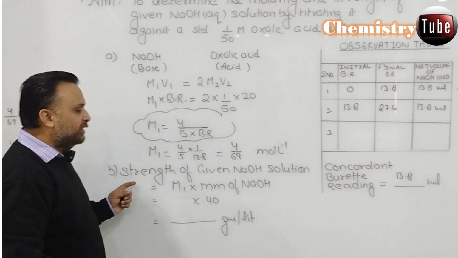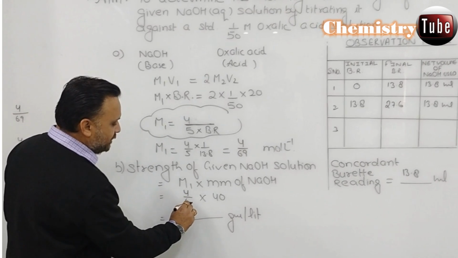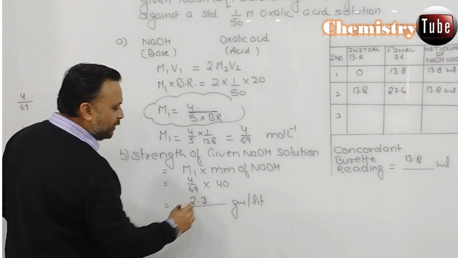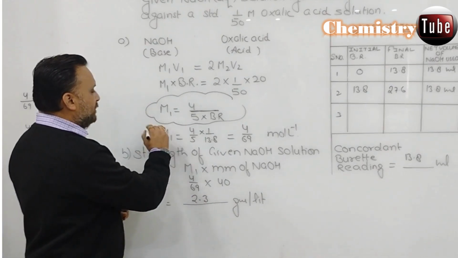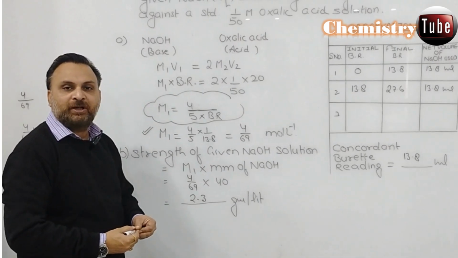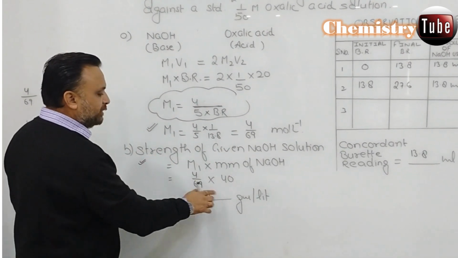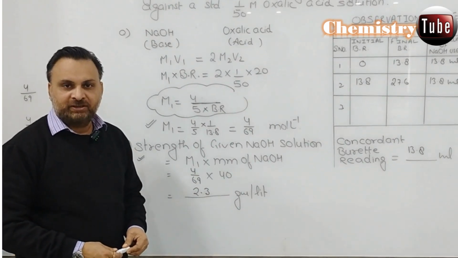Now to calculate the strength of the given NaOH solution, we will put this molarity M1 here, 4 upon 69, and this comes out to be 2.3 gram per liter. That means the molarity of our NaOH solution was 4/69 mole per liter, and the strength of this NaOH solution was 2.3 gram per liter. I hope you understood this experiment. Thank you very much.